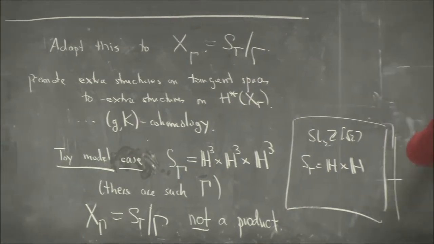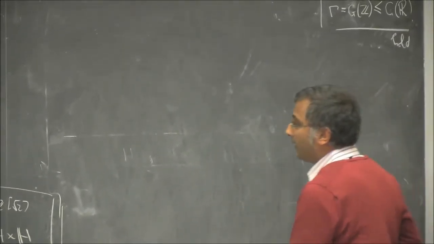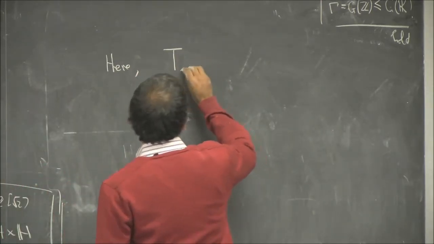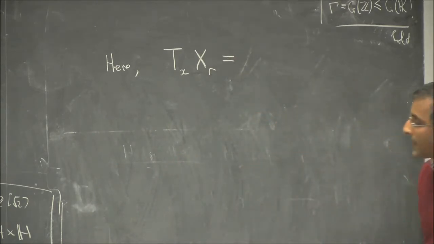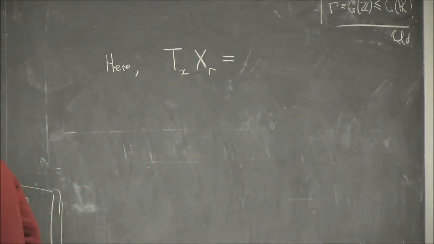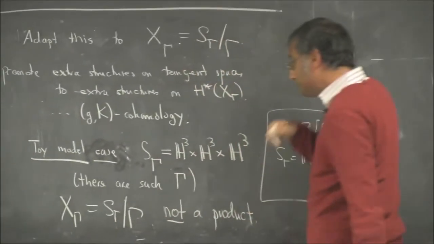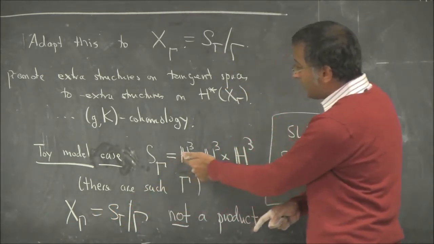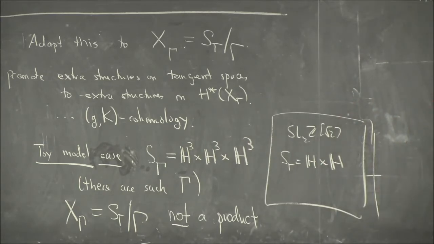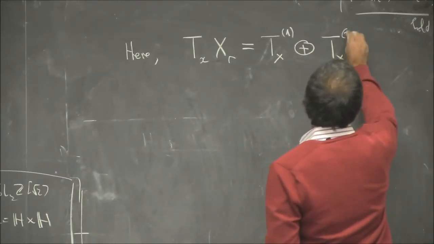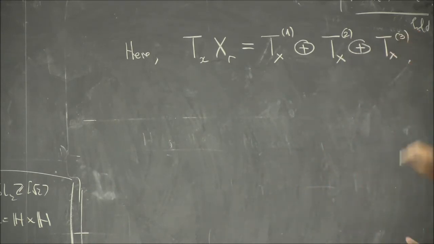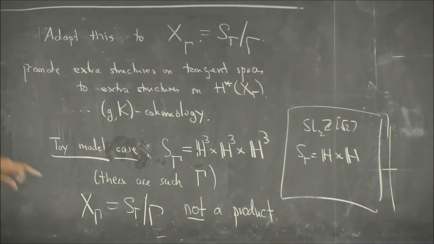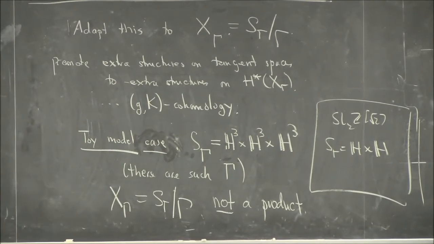So I'm just going to imitate what happened earlier. If I take the tangent space at some point of this manifold, it splits. Locally, this space and this space are the same. So this space has a global splitting. That gives you that each tangent space splits into 3 parts, which correspond to tangent vectors pointing in these 3 directions. Again, this is not a product, but somehow each tangent space at least splits.